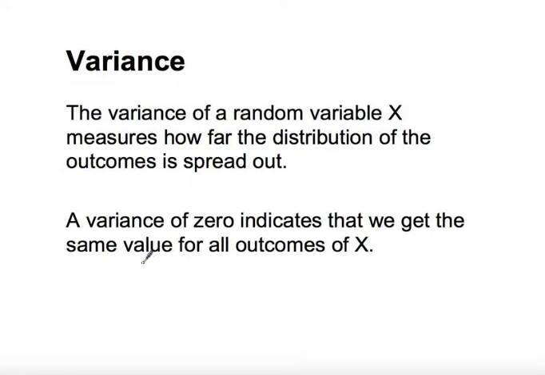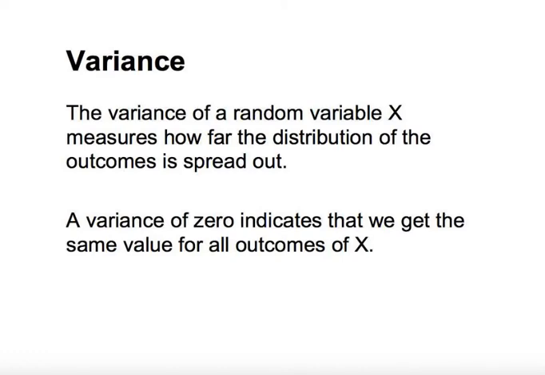Variance. The variance of a random variable x measures how far the distribution of the outcomes is spread out. The variance of 0 indicates that we get the same value for all outcomes of x. So let's start with this final statement. What this means is, if variance increases, all the values for the outcomes of x get further and further away from what is our expectation. So the higher the variance, the more varied the outcomes are. The lower the variance, the more consistent the outcomes are.